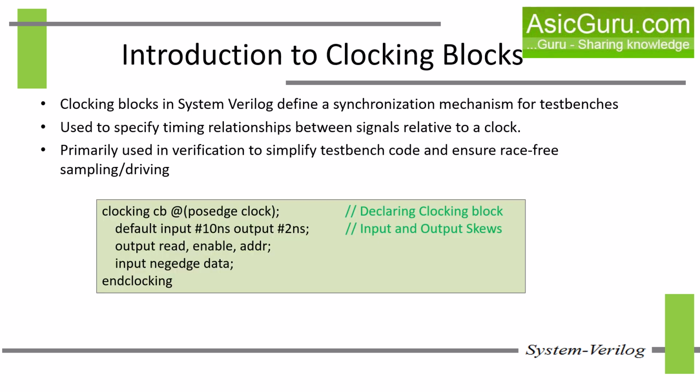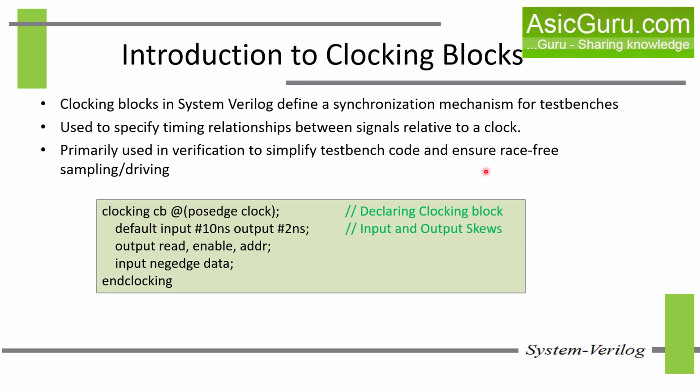Have you ever faced race conditions while driving or sampling signals in a test bench? And I guess the answer to this question is yes. And that's why you need a clocking block in your test bench. So a clocking block is a construct that provides a way to synchronize signal sampling and driving in a test bench relative to a clock. It basically defines the timing relationship between the signals and the clock, and defines when input signals should be sampled and when output should be driven. So basically it is a synchronization mechanism, and it makes sure that the test bench components observe signals at the right time, and thus they avoid the race conditions.